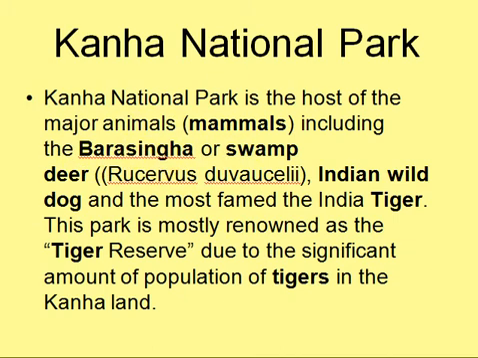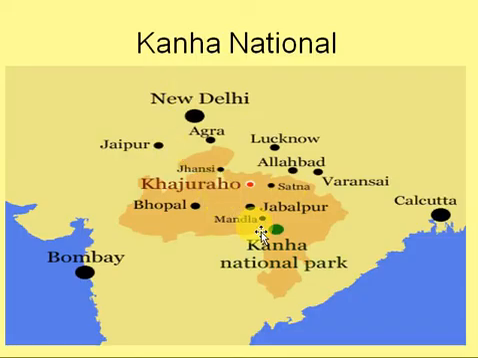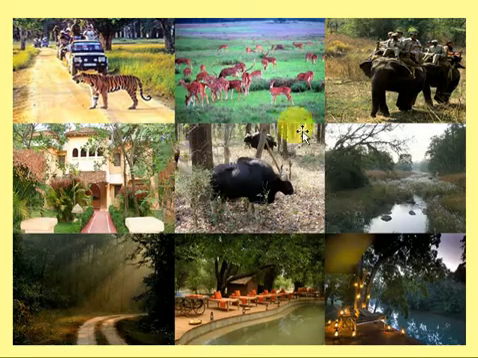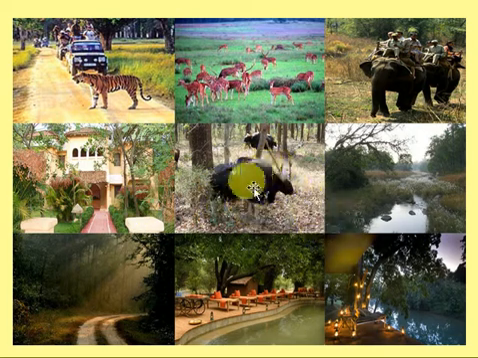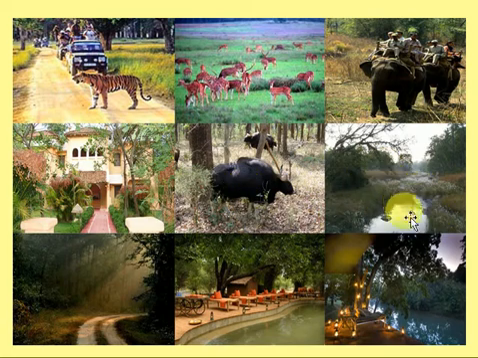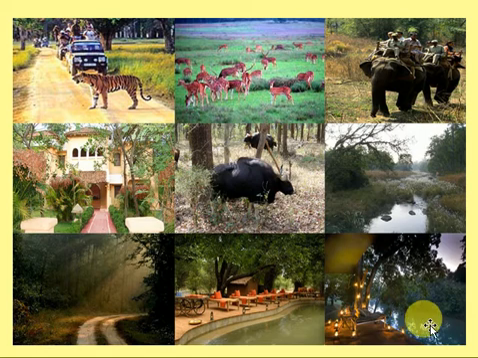So Kanha National Park is again home to certain species of animals. Location again you can see in Madhya Pradesh, and have a look at this picture. You find the safari in the national park, and the tigers, the deer, the elephants. This is the guest house in the national park, Kanha National Park. The wild buffaloes. Again, the river flowing, with small pools and rest areas. This is the trekking route inside the national park.